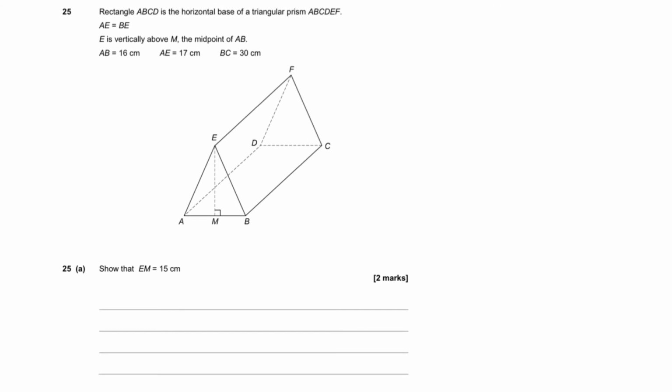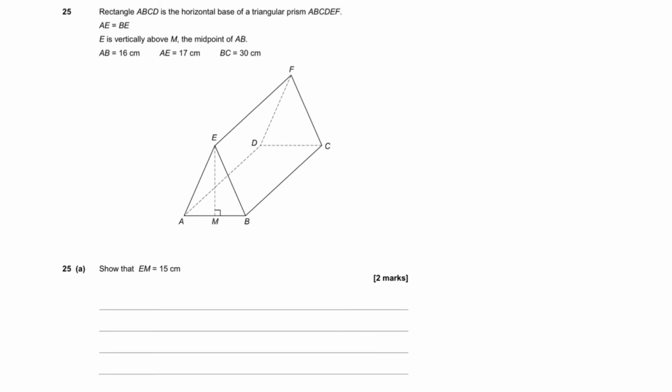So let's have another go at this type of question. This one says rectangle ABCD is the horizontal base of a triangular prism ABCDEF. AE equals BE. E is vertically above M, the midpoint of AB. AB equals 16 centimetres, AE equals 17 centimetres and BC equals 30 centimetres. Show that EM is equal to 15 centimetres.